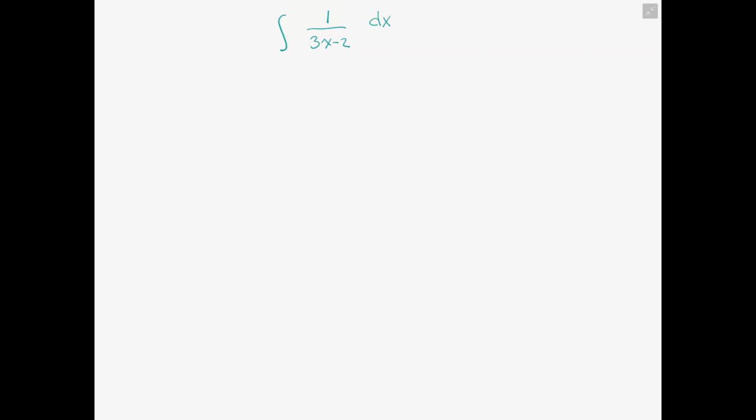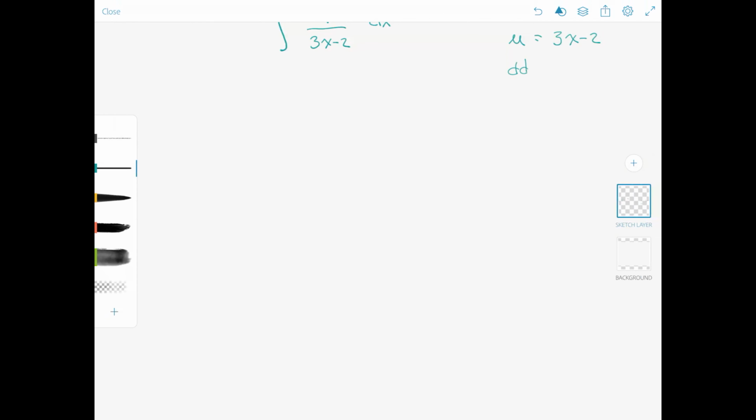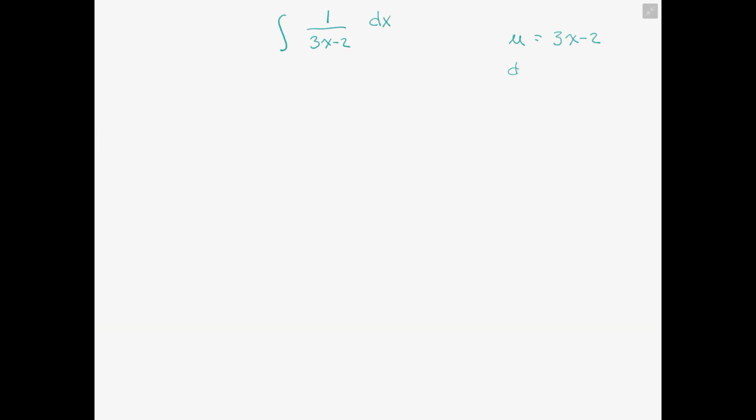We're given the integral of 1 over 3x minus 2 dx. And what is that equal to? Well, first off, let's substitute u for 3x minus 2, du. Whoops.